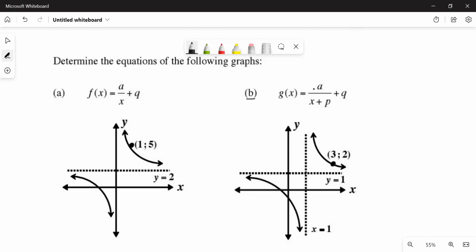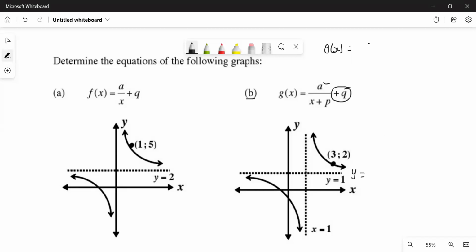When I do A, if you look at the following equation here, we have the variables A, P, and Q. Now we know how to get Q. I think Q is the simplest of them all. What does Q represent? It represents the horizontal asymptote. What is our horizontal asymptote here? One. Then our equation looks a little bit better.